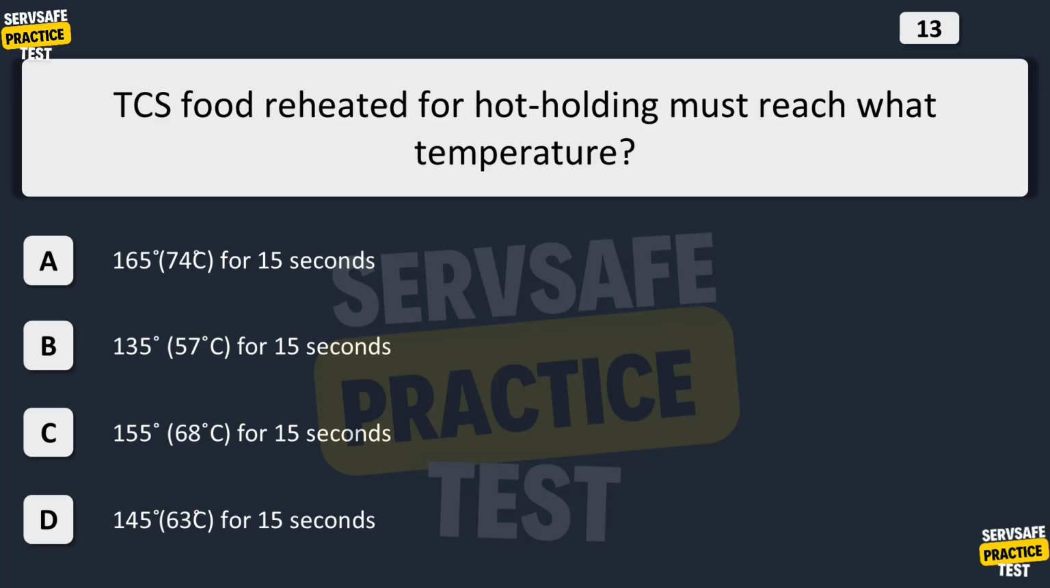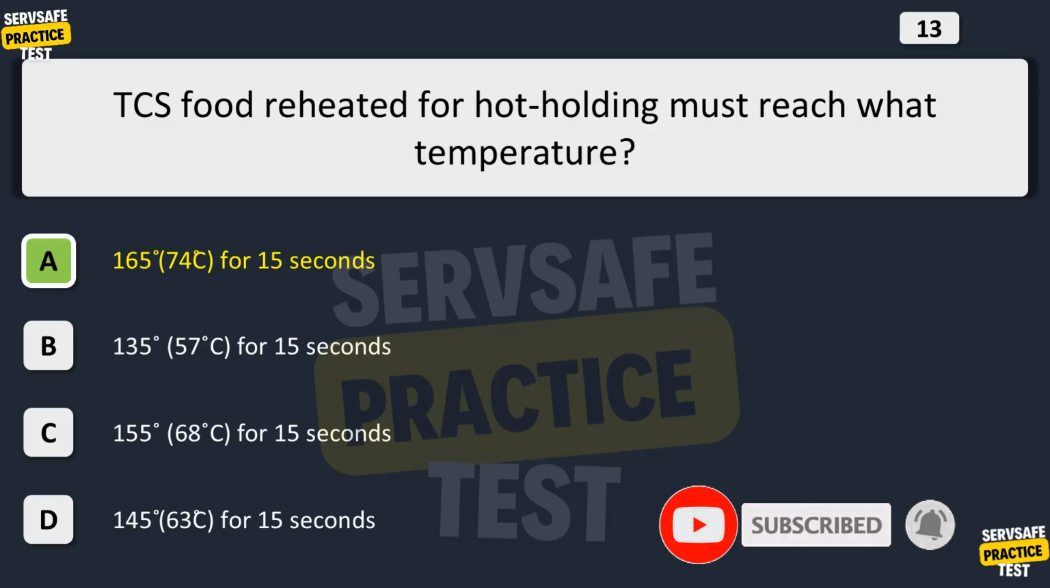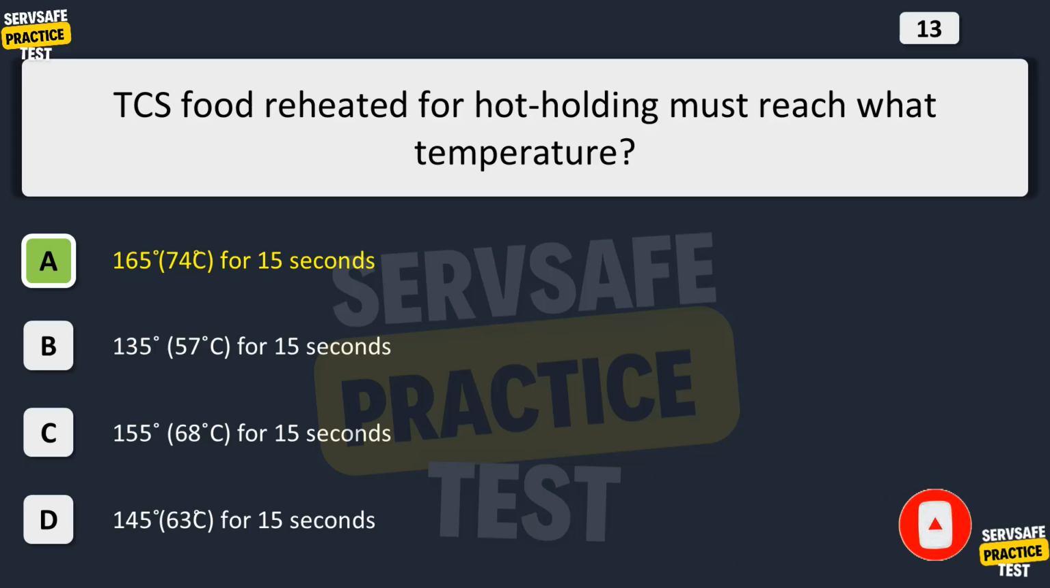TCS food reheated for hot holding must reach what temperature? A. 165 degrees, 74 degrees Celsius for 15 seconds. B. 135 degrees, 57 degrees Celsius for 15 seconds. C. 155 degrees, 68 degrees Celsius for 15 seconds. D. 145 degrees, 63 degrees Celsius for 15 seconds. The correct answer is A. 165 degrees, 74 degrees Celsius for 15 seconds.